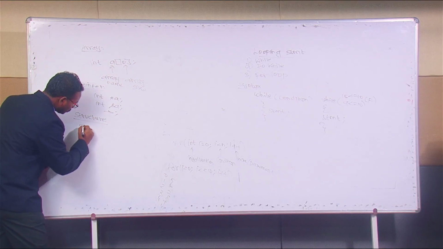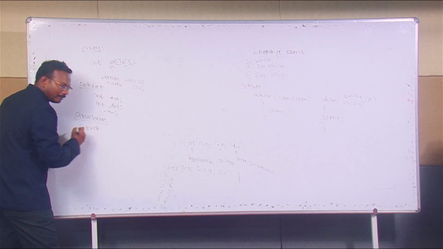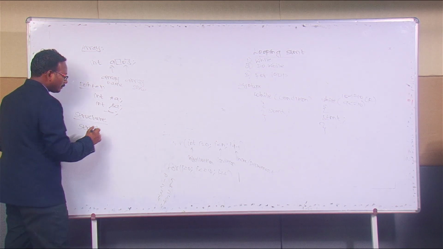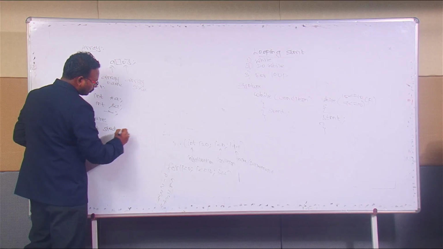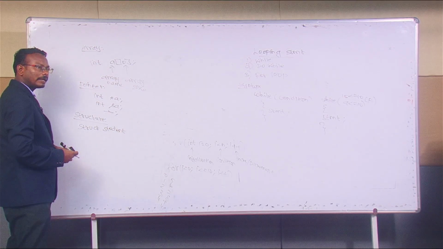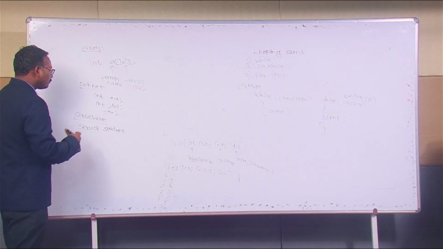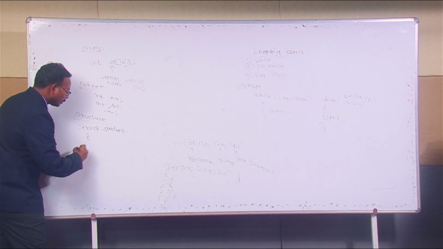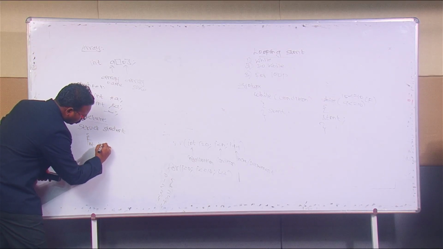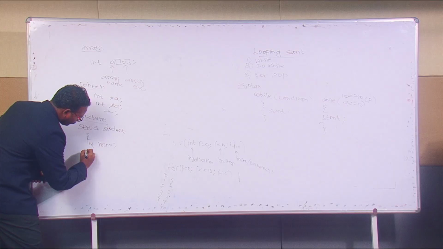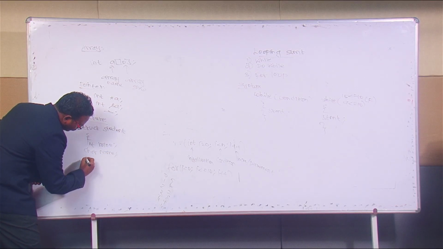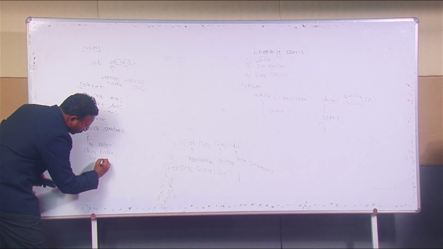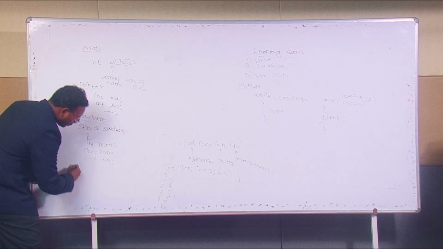For example, a structure is represented by struct, which is the keyword used for a structure, followed by the structure name. The structure name can be any name given by ourselves. For example, I have given student. Then int roll number, char name, float average, like that it can be given.